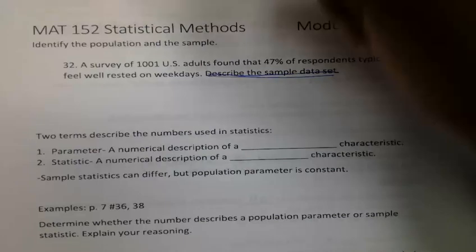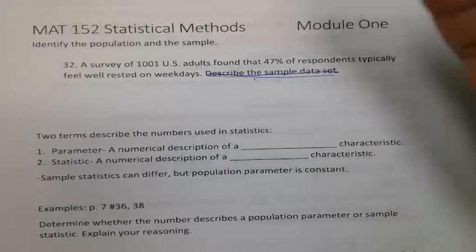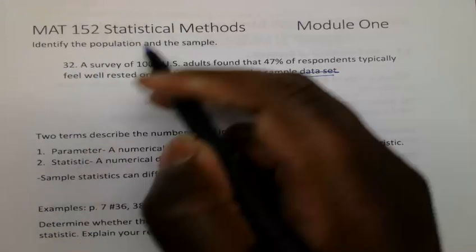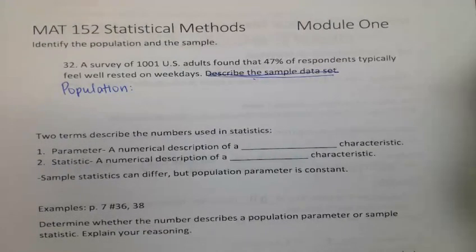This is number 32 in your book. Describe the sample data set. So this is how we're going to make that description. All right. So first, what is our population? Like, what are we pulling from?